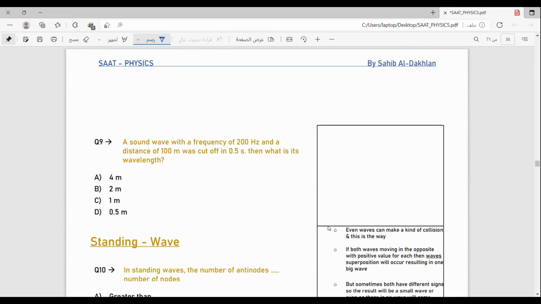Sir, I think we should use V equals delta D over delta T, which is 100 over a half, which is 200. That's the velocity. And then plug it in the second equation, which is frequency equals velocity over wavelength. I mean wavelength equals velocity over frequency. So it will be 200 divided by 200, which is 1 meter.